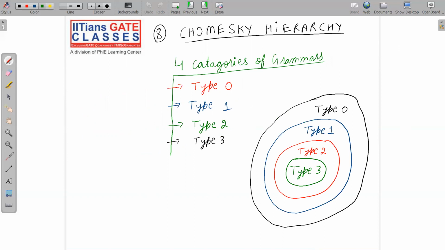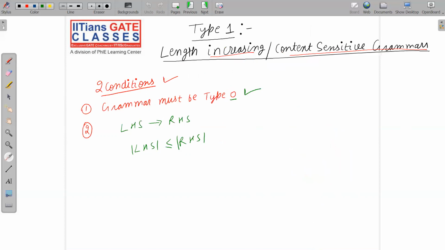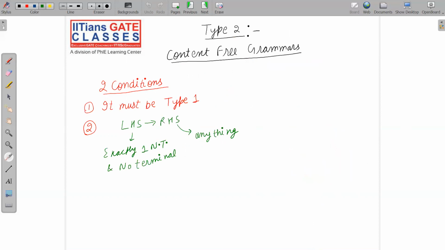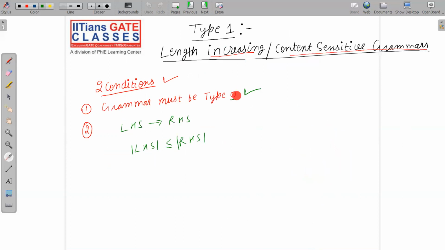So in the definition of type 3, I will say that it must be type 2. In the definition of type 2, I will say it must be type 1. In the definition of type 1, I will say it should be in type 0 and so on. So we are in type 1 now, so I'm saying that it should be in type 0.